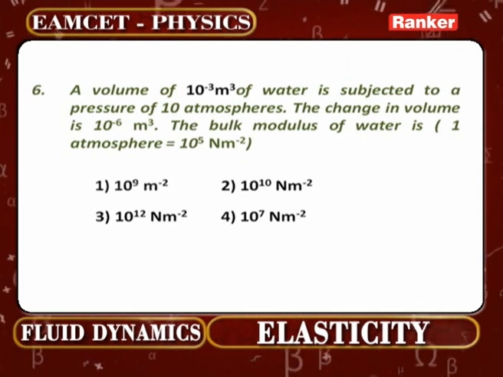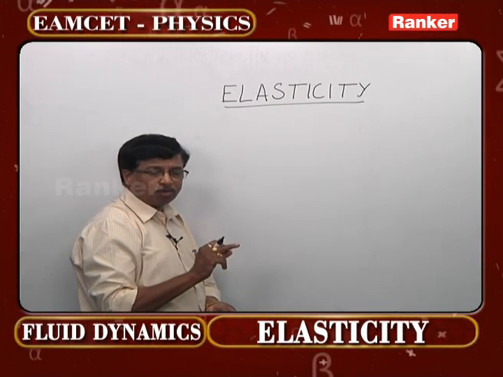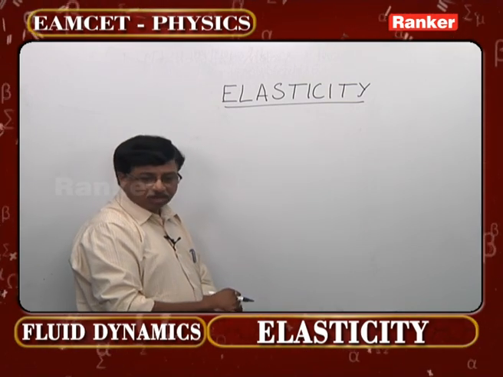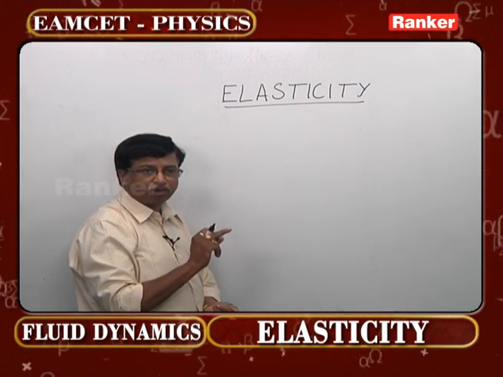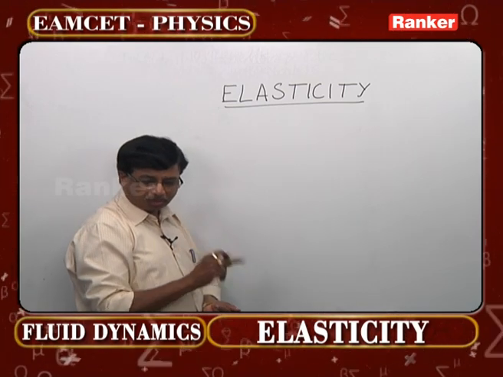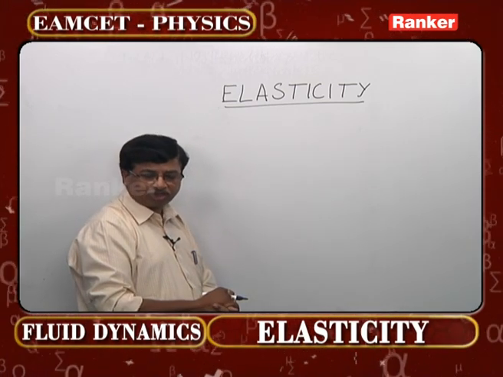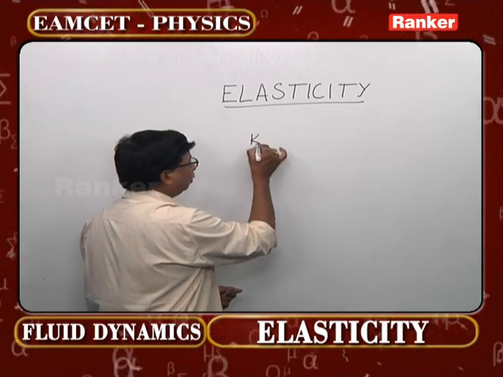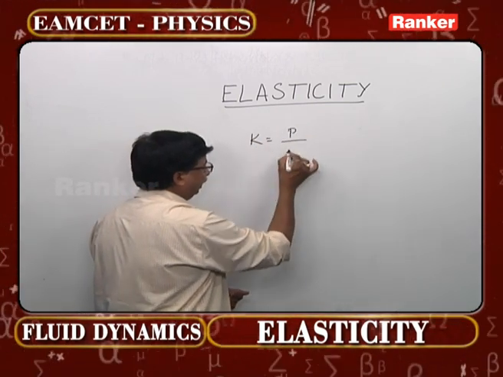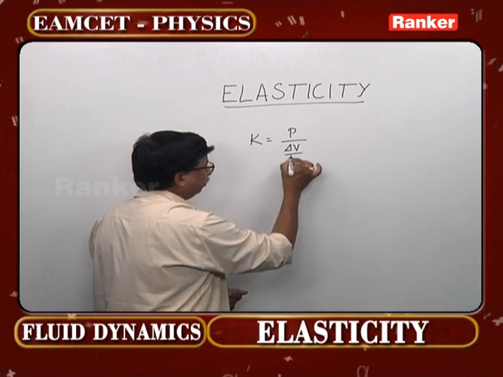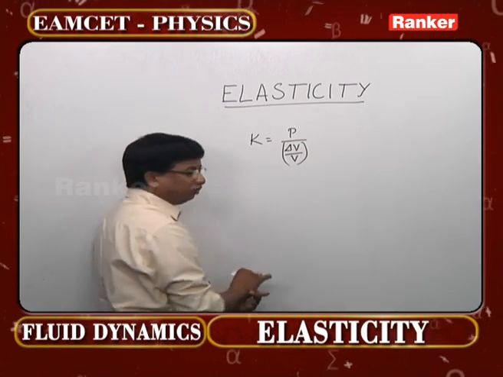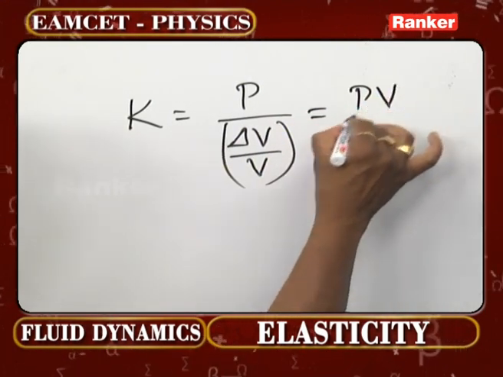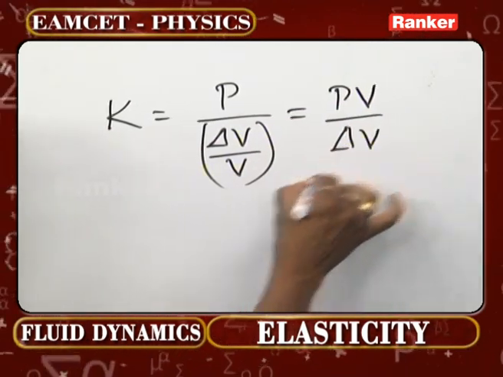But the concept is, in this problem, we have mentioned the value of 1 atmosphere. But generally, the atmospheric value will not be provided to us. One needs to remember that the value of 1 atmosphere is 10 power 5 Newton per meter square. What is bulk modulus? It is pressure divided by change in volume by original volume. That is the formula for bulk modulus. In other words, you can rewrite the same as PV by delta V.